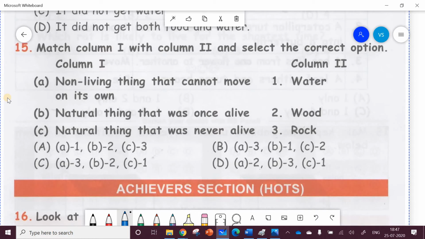Natural things. Perfect. So my first question to you is, which is the non-living thing here that they are talking about? Can you point out two natural things from here? Can you tell me which is the natural thing? Water is natural. Okay. See, they are giving you three options.